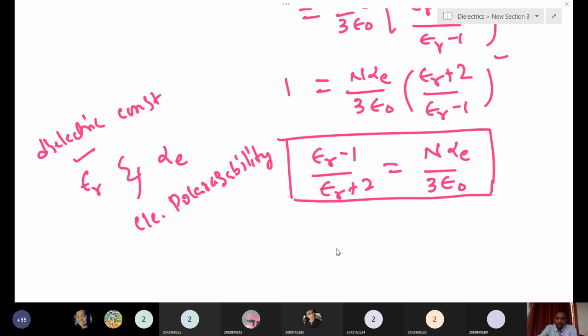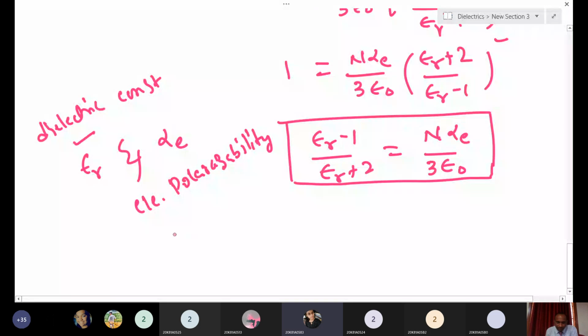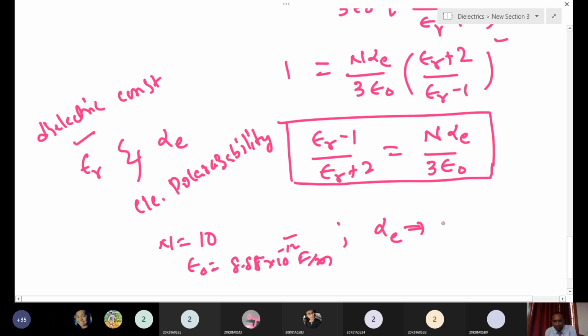Capital N is the number of atoms or molecules per unit volume. Suppose you know the number of molecules, and you know epsilon naught, the permittivity, 8.85 times 10 power minus 12 farad per meter. If you know the electronic polarizability, you can estimate the dielectric constant of a material, or if you know the dielectric constant, you can estimate the electronic polarizability, alpha E.